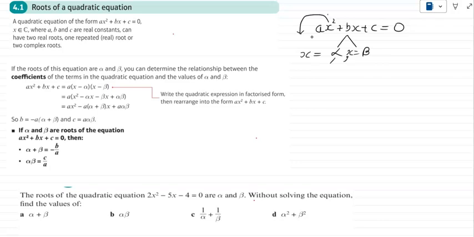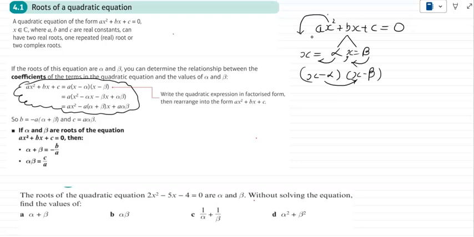If you take alpha inside, it should be x minus alpha, and if you take beta inside, it should be x minus beta, and if you multiply, you will get your quadratic equation back. Once you multiply, you get the form ax² + bx + c, and we get ax² minus a(alpha plus beta)x plus a alpha beta.